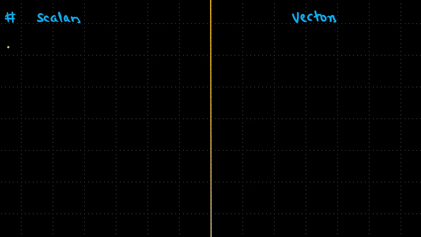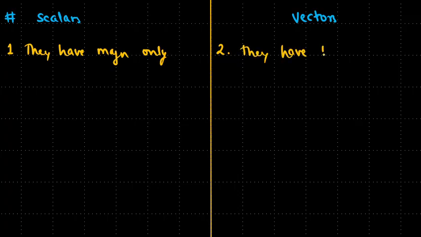So, the first point, let's talk about scalars. We know that scalars have magnitude only, for most cases. And for vectors, they have both magnitude and direction. Okay, another one. So, this is the first point.